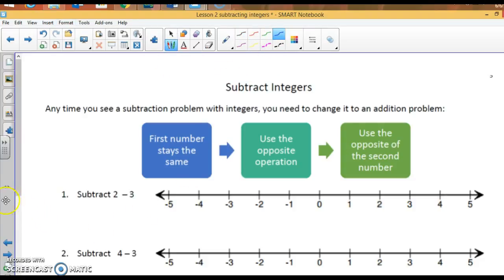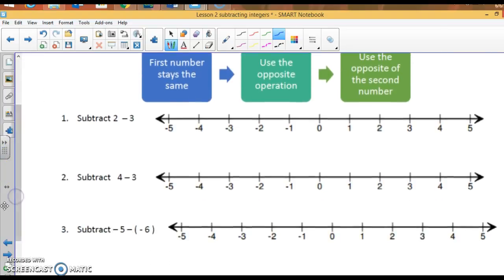Let me tell you, the first thing you're going to do when you are subtracting integers, you need to change them to add the opposite. So we're changing it to an addition problem. You never, ever, ever touch the first number. The first number stays the same. Use the opposite operation. So it's subtracting. The opposite of subtracting is adding. And then the opposite of positive 3 is negative 3.